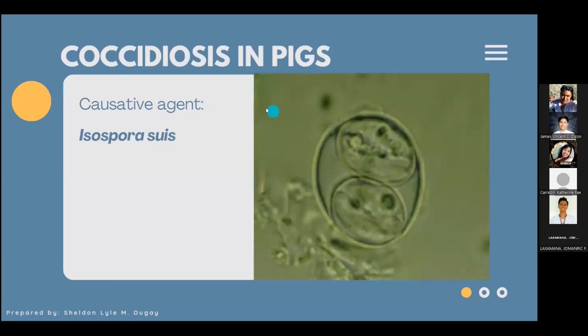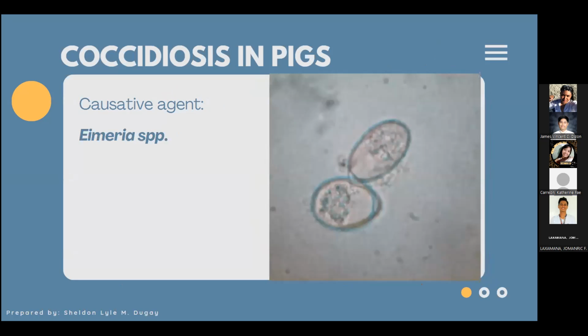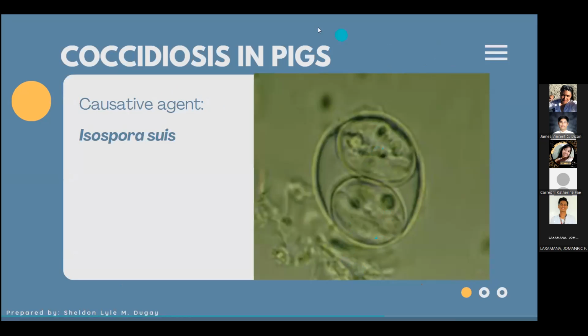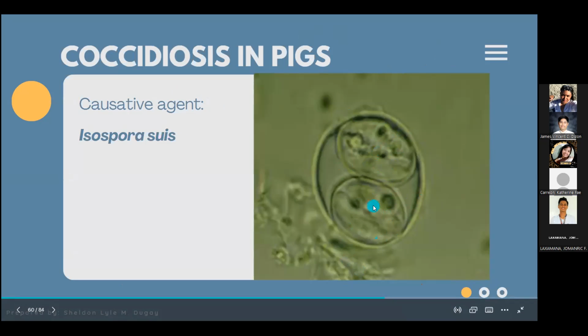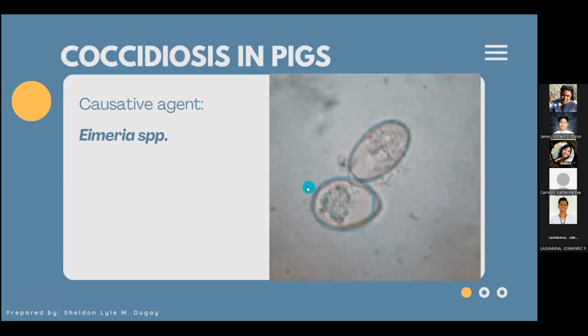So coccidiosis, coccidiosis is a protozoan infection. So maraming nagko-cause ng coccidiosis, mga Isospora, Eimeria, mga ganun. So for this one, sa pigs, ang nagko-cause is Isospora suis and Eimeria species. So ganito yung itsura ng Isospora suis and ganito naman yung itsura ng Eimeria species.